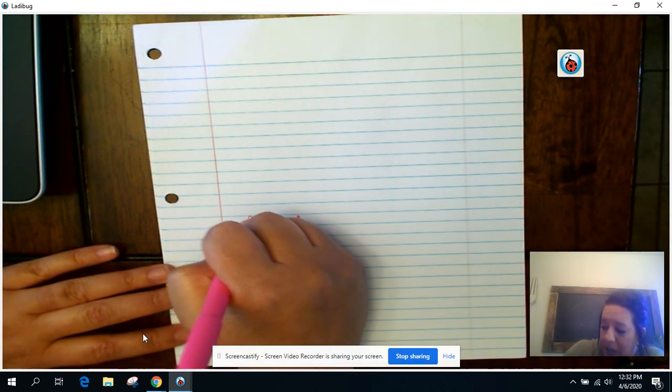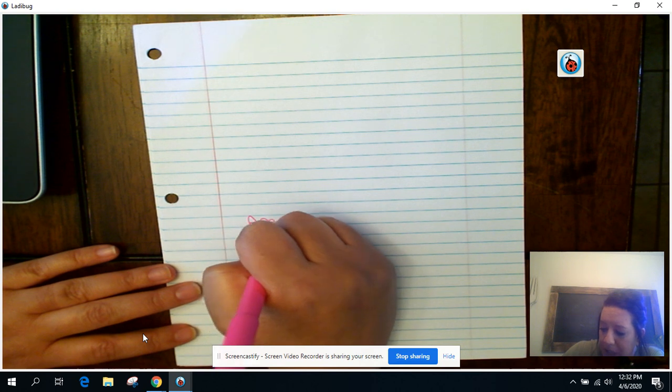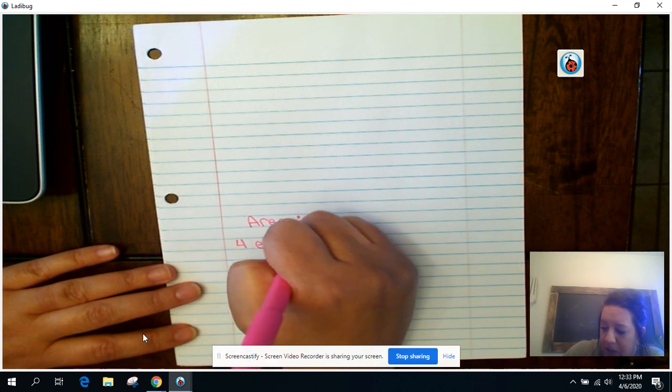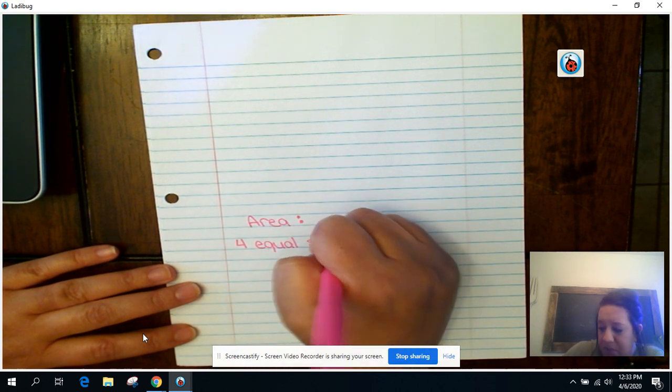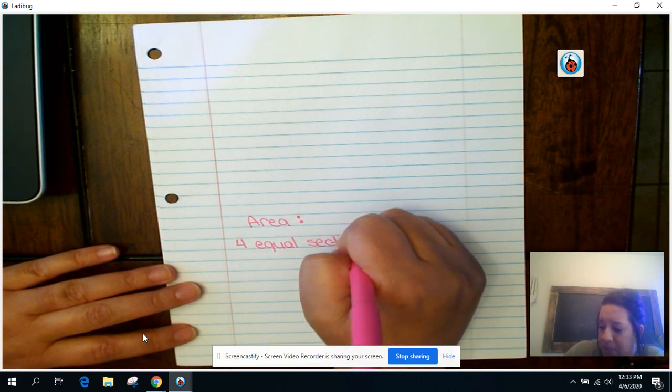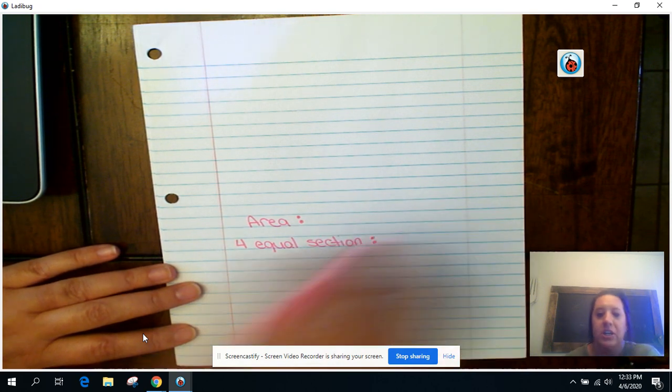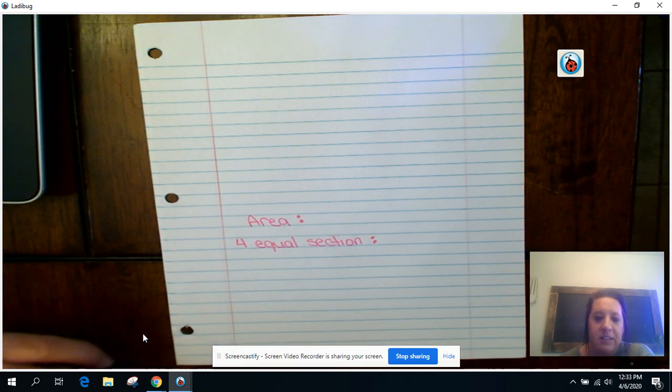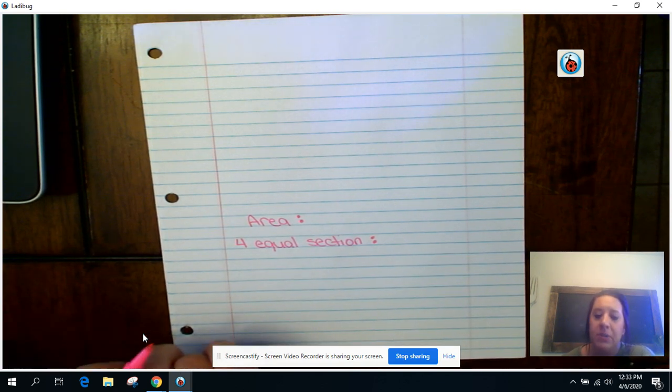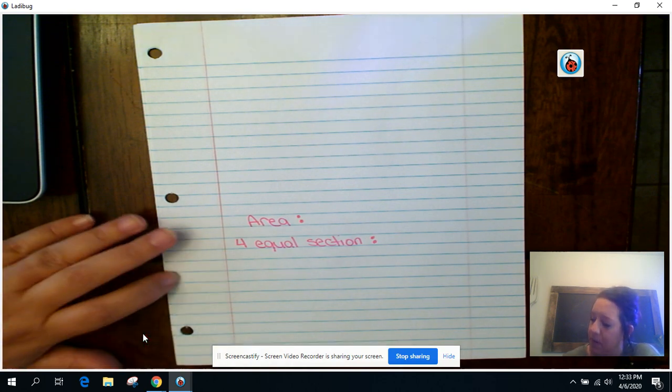I also know that I'm going to find 4 equal sections within her garden. Maybe she's wanting to plant 4 different types of plants. She wants to section it off to make them easier to see because as they start to come up, they all kind of look alike. And that way she knows exactly what is in each section.